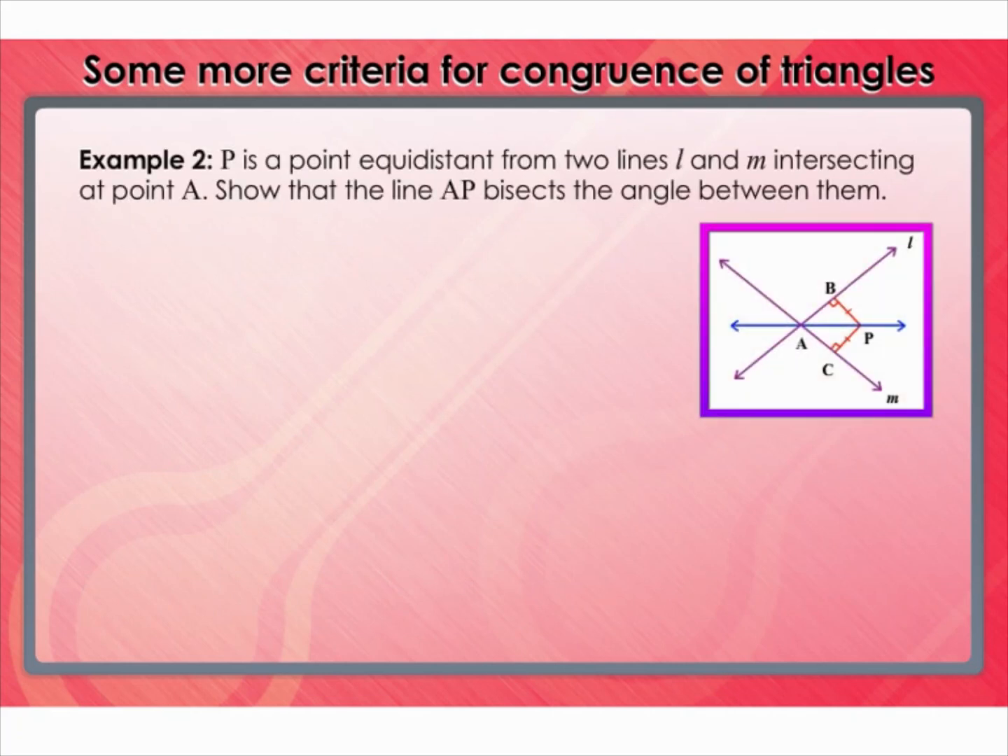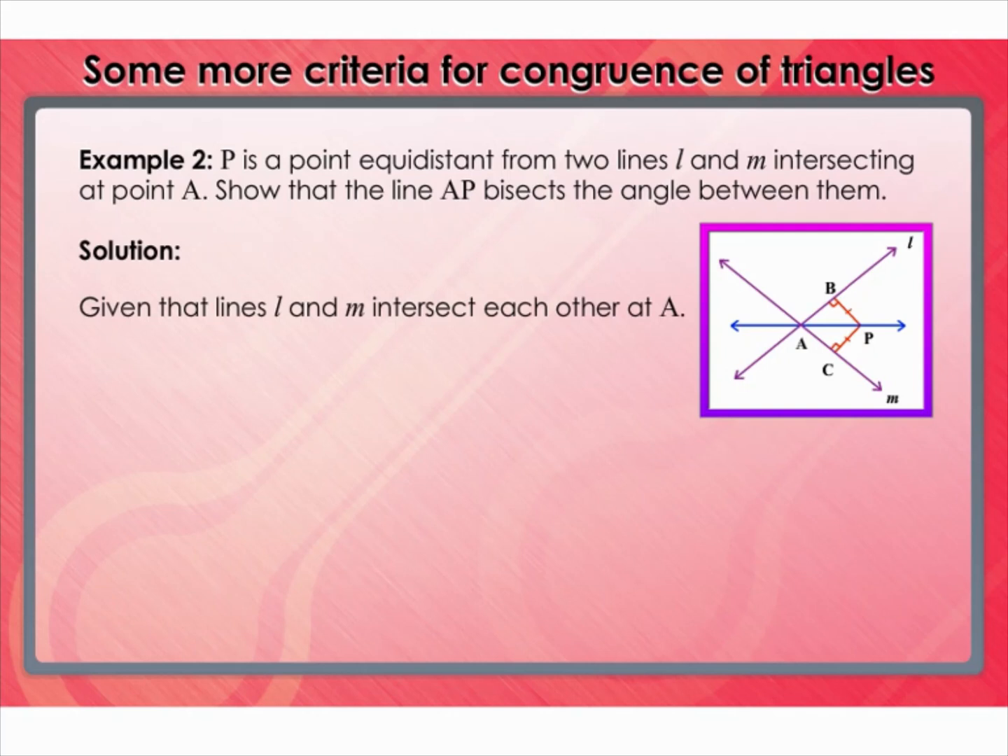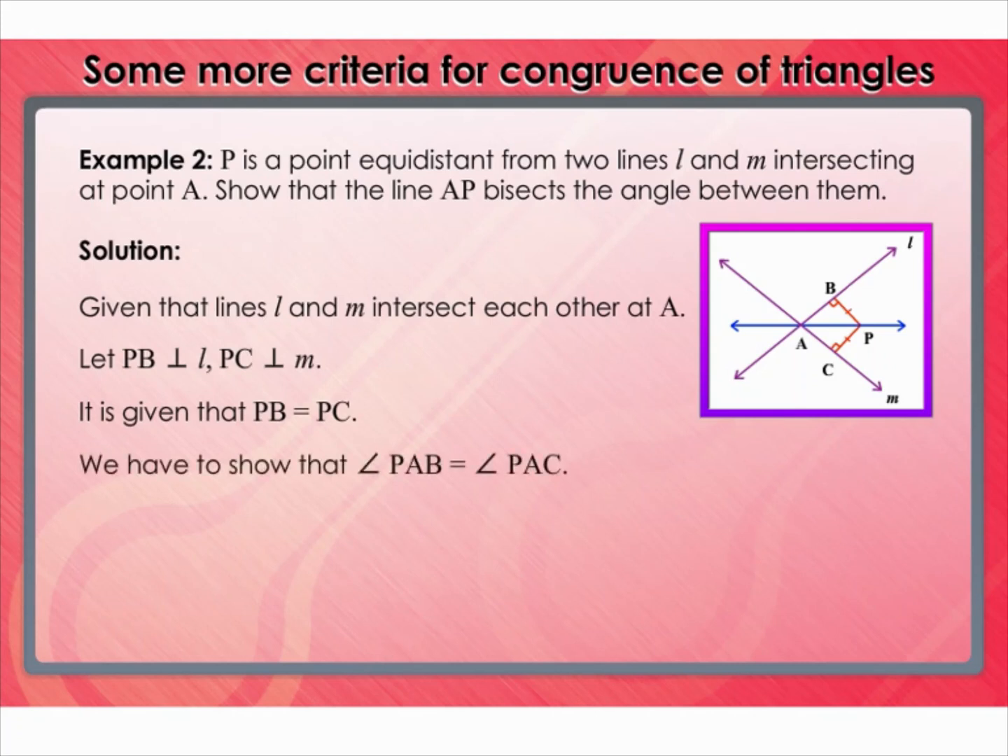P is a point equidistant from two lines L and M intersecting at point A. Show that the line AP bisects the angle between them. Given that lines L and M intersect each other at A. Let PB be perpendicular to L, PC is perpendicular to M. It is given that PB is equal to PC. We have to show that angle PAB is equal to angle PAC.